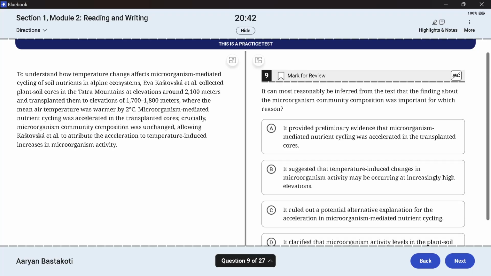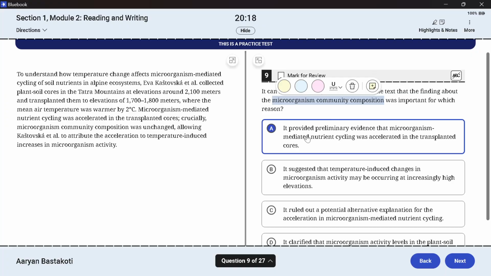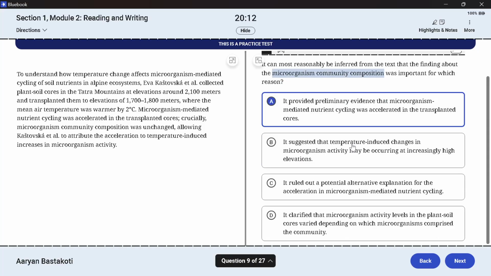So what do we get? We get microorganism temperature activity increase. This is the summary. It provided preliminary evidence that microorganism-mediated nutrient cycling was accelerated in the transplanted cores. From the text, the finding about the microorganism community composition was important. Why was it important? That was unchanged, right? It provided evidence that temperature was the main factor. So it suggested that temperature-induced changes in microorganisms may be occurring at increasingly high elevations. Not really. It ruled out a potential alternative explanation for the acceleration in microorganism-mediated nutrient cycling.